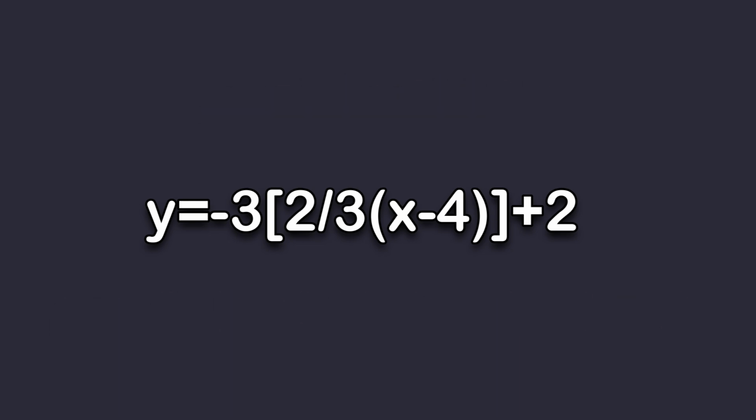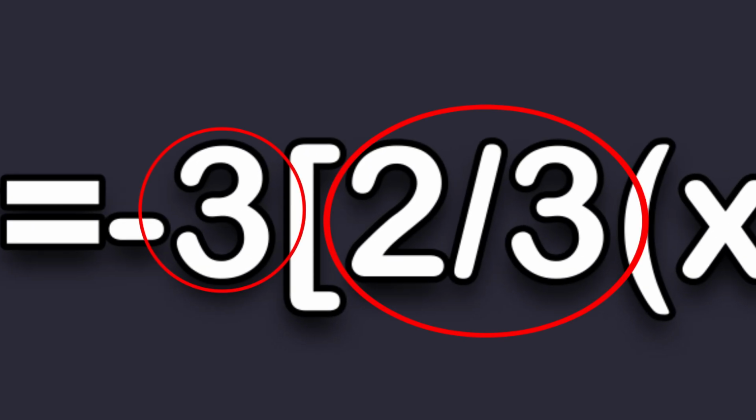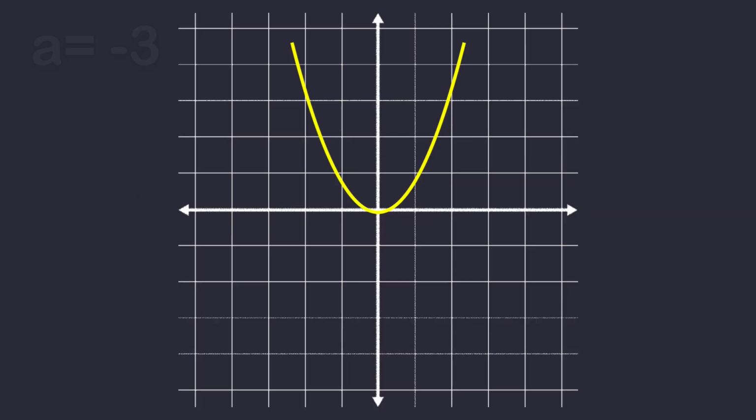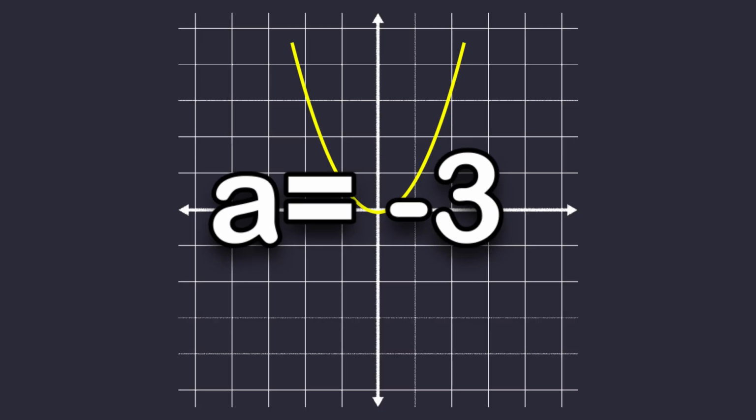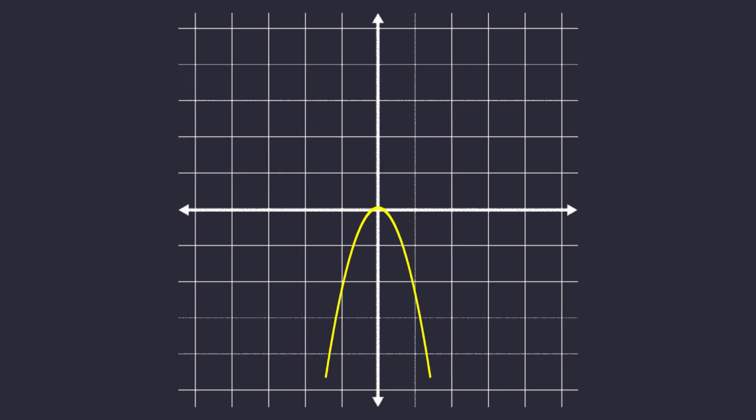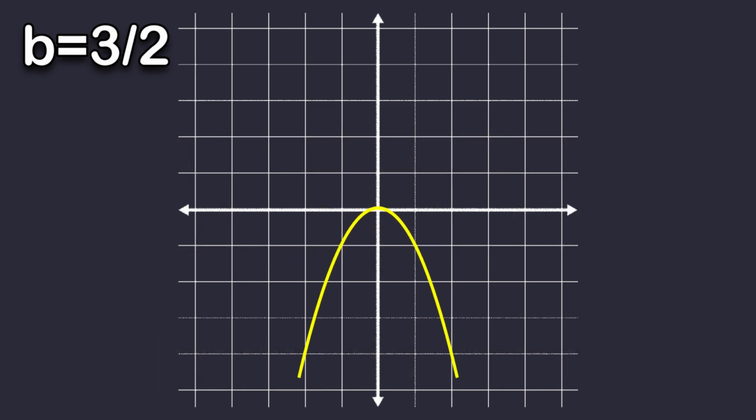Now when dealing with transformations and translations, you must always do the transformations first. This also includes reflections. So let's start off with a equals negative 3. Note that it is a negative, so we reflect it across the x-axis and times the y value by 3. Next, b equals 2 over 3. So for this question, instead of it being 2 over 3, it's actually 3 over 2. So times all the x values by 3 over 2.